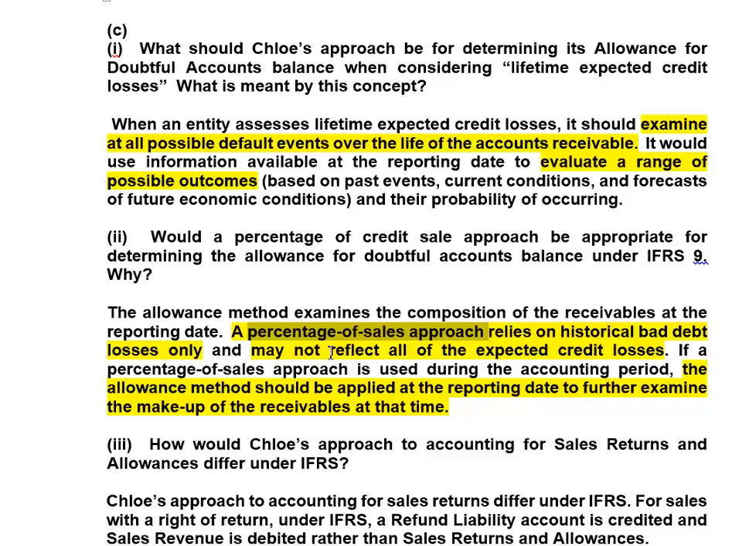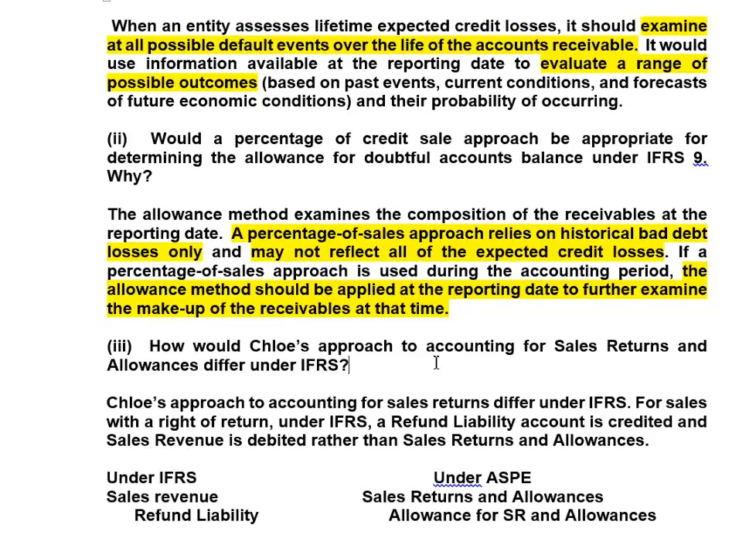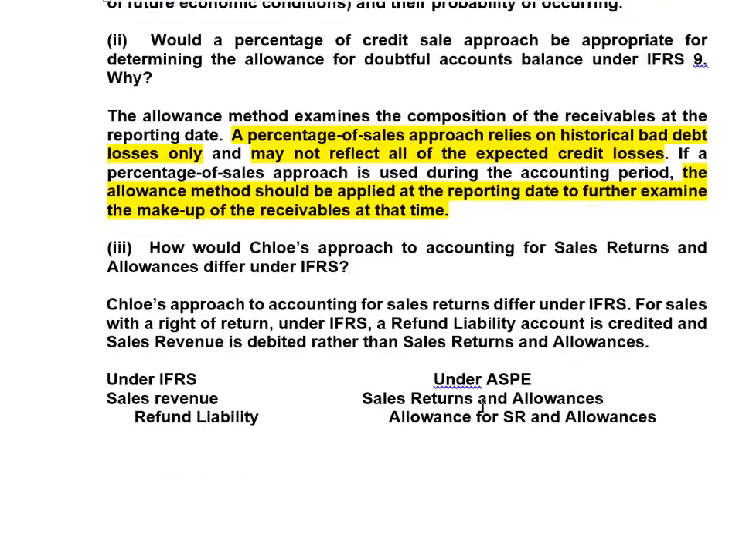But under IFRS, they want to look at the overall quality of the receivable. So they want to really test the balance that's in the current assets section of the balance sheet to determine, is that in fact a good number to use, or what is the right value for that receivable at net realizable value. So the allowance method should be applied at the reporting date to further examine the makeup of the receivables at that time. So again, going back to, what is the quality of the receivable that we're showing at its net realizable value.